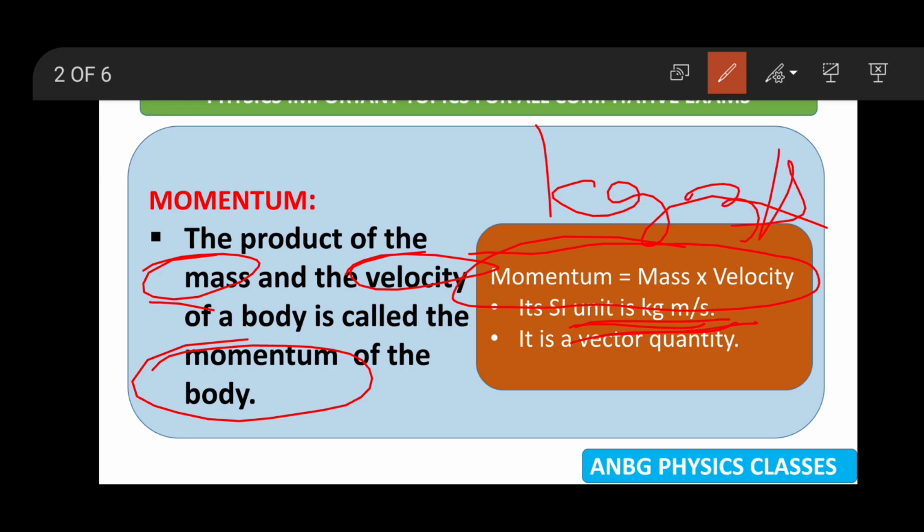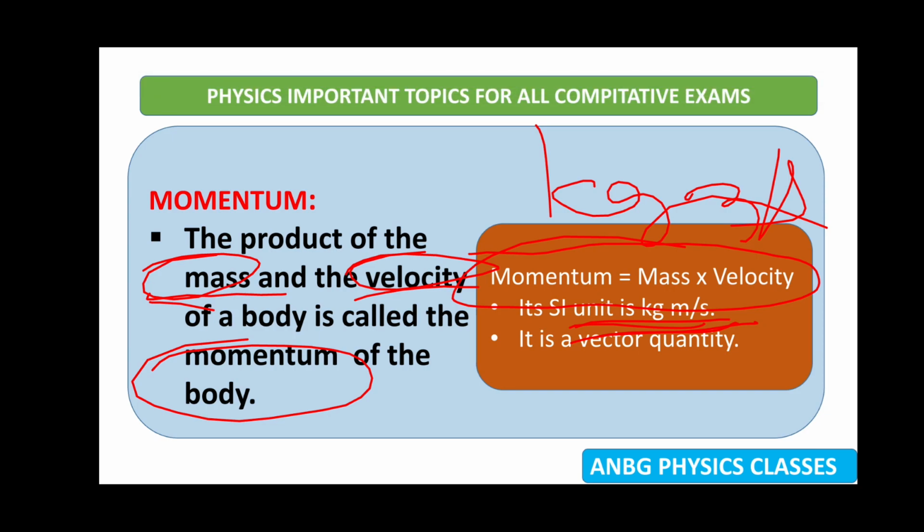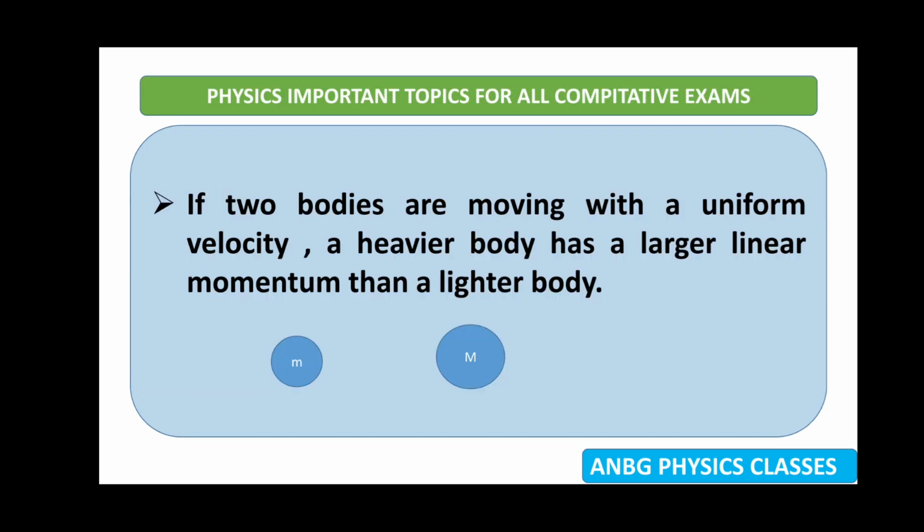So the unit of momentum is kg meter per second, and it's a vector quantity, because momentum has both direction and magnitude. So momentum is a vector quantity. We will understand this with one simple example. Once again, the product of mass and velocity of a body is called the momentum of the body.